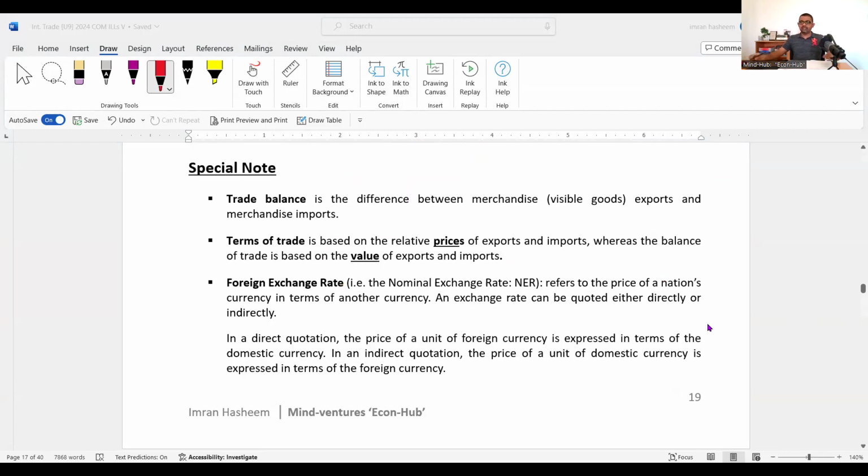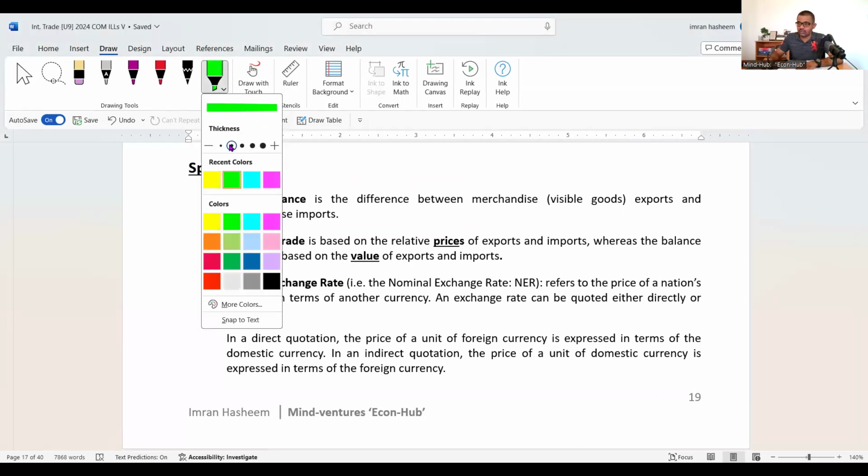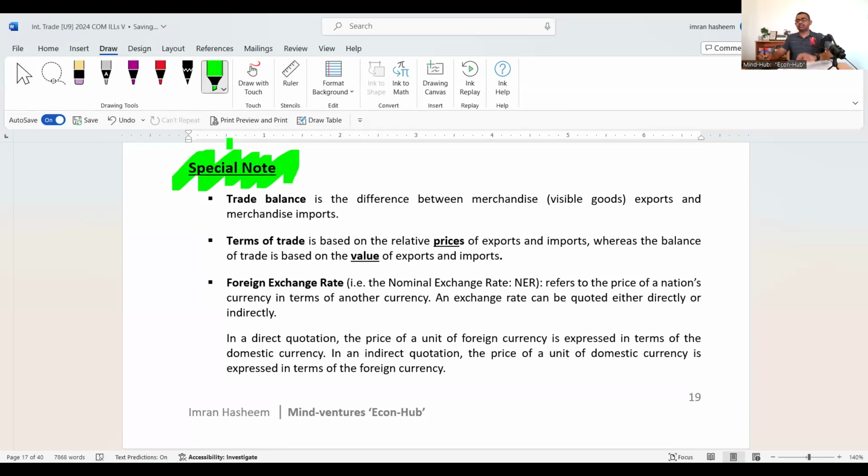Special note. I said sometimes there are distinguishing theoretical questions, so I want you to be clear on this. Very quickly, three things have the possibility of getting mixed up. Three concepts, because they deal with similar variables and sometimes sound the same, can get mixed up. They are conceptually different things. First, trade balance, terms of trade, foreign exchange rate.